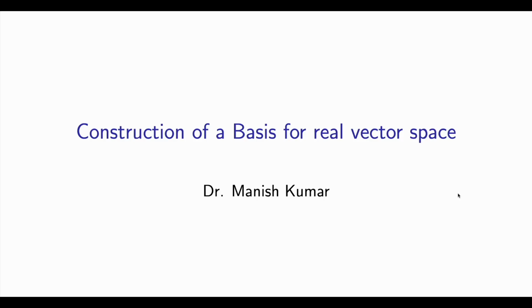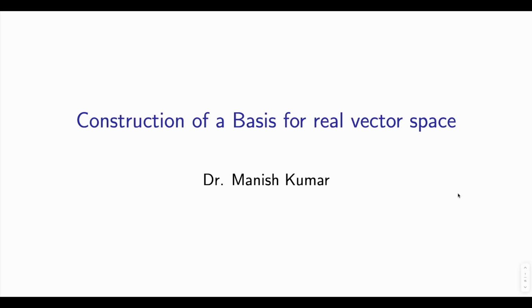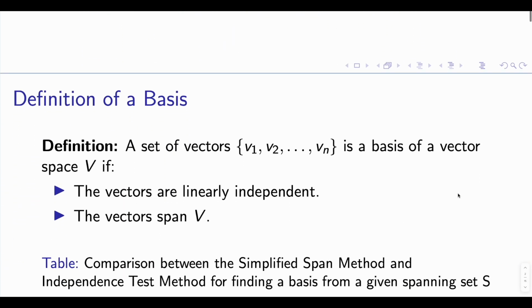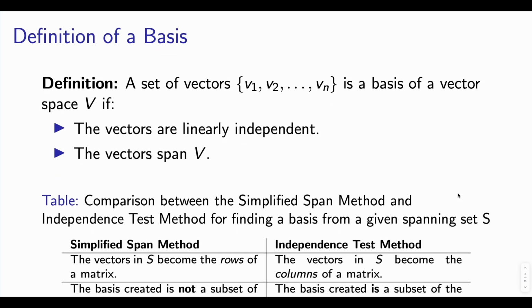So today we are going to discuss the construction of a basis for real vector spaces. The basic idea of the definition of basis: V is a given set, and a subset B, having elements V1, V2 and so on up to Vn, is known as a basis if B has two properties.